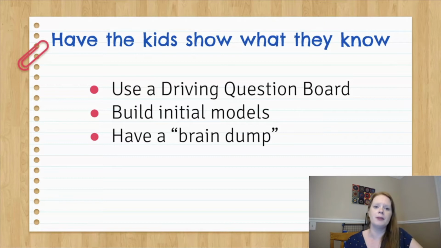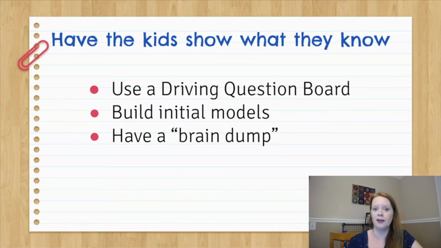We can also have them build initial models. In these initial models, we can get an insight into what they're thinking. By drawing it out, we can start identifying some misconceptions and figuring out where we need to take these students and meet them where they currently are. We could also have them do something like a brain dump, where they just write out or draw out what they know about the topic. So we can identify their prior knowledge and misconceptions, and get an idea of where we want to take this. But the main point is we want students to really take ownership of their learning and understanding.